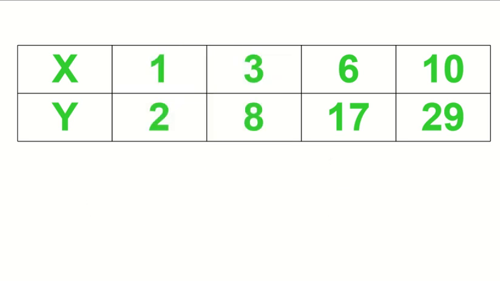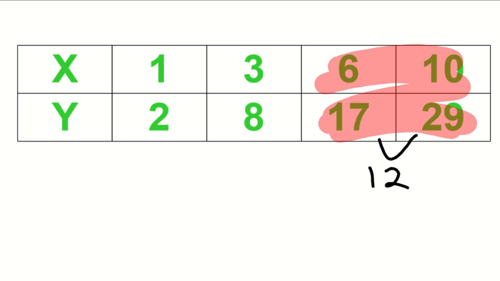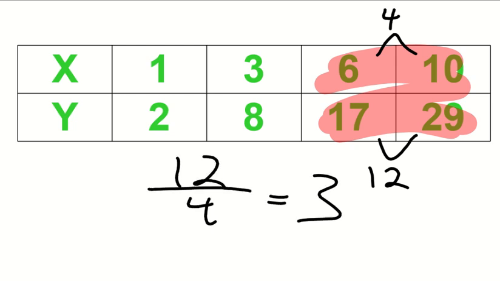Just to show, again, if I use these, from 17 to 29 is a change of 12. From 6 to 10 is a change of 4. So 12 over 4 is still going to be 3. Okay, so any 2 of the points, I could use the middle 2, I could use the 2 on the end, any combination. If it's all on a straight line, which these are, should give you the same slope the whole time. Okay?